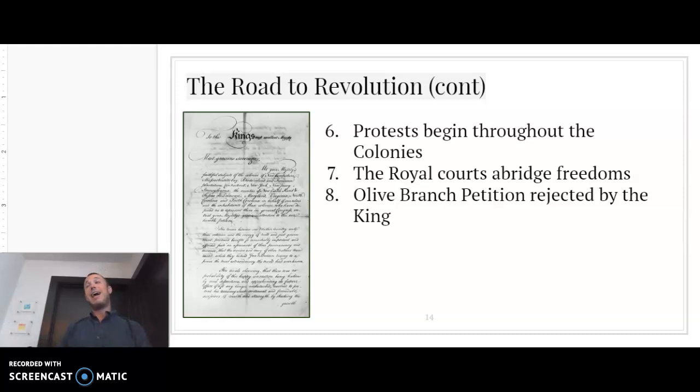And the king, King George III, he's like, all right, cool. I'm not too worried about y'all. Carry on. Whatever. I ain't even going to write back. All right. He just ghosts them.